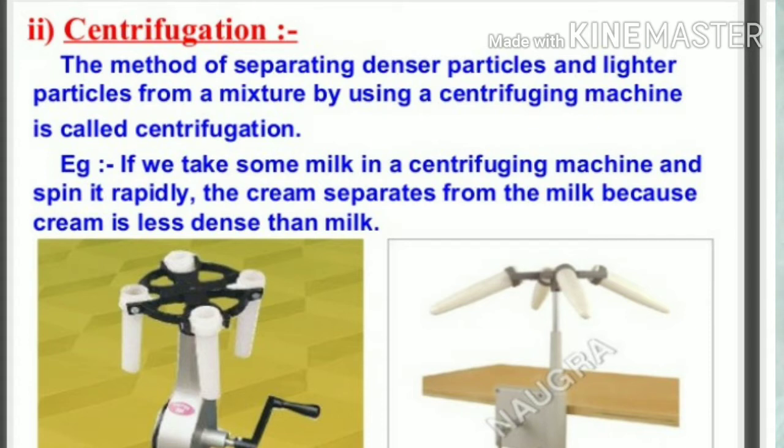So here I am going to take the example as milk. I am going to take the milk in a centrifuging machine and spin it very rapidly. Now the cream separates from the milk because the cream is the less dense particle, which floats on the milk.